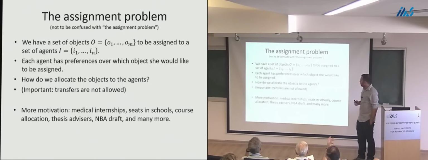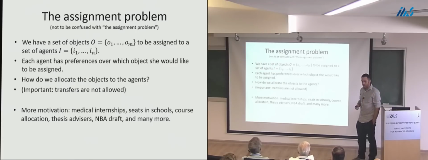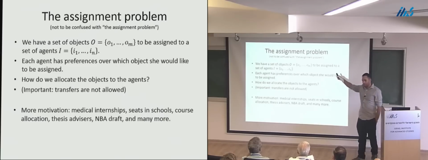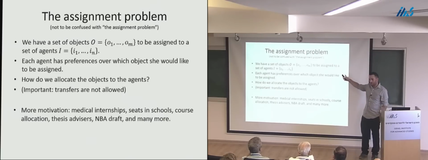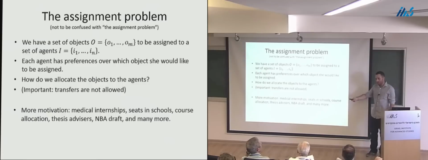So we have a set of objects, and we have a set of agents. Each agent has preferences over which object they would like to be assigned to. And objects do not have preferences over agents. And the question is, how do we allocate the objects to the agents? And again, this is not the other assignment problem. We have no monetary transfers. So I cannot pay somebody and get their assigned object, not before the fact, not after the fact.